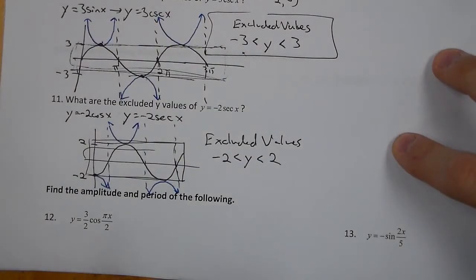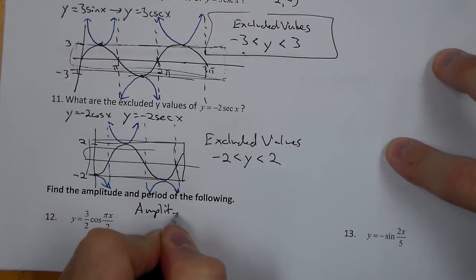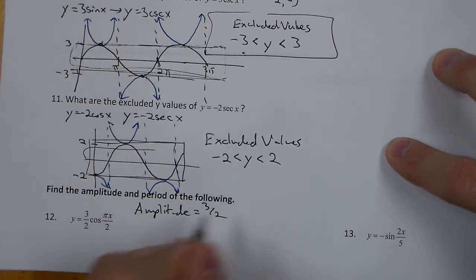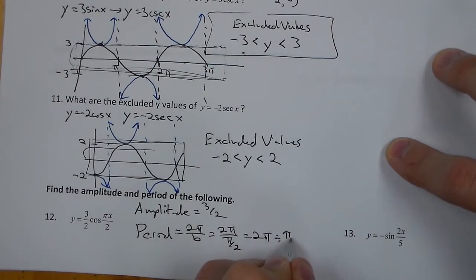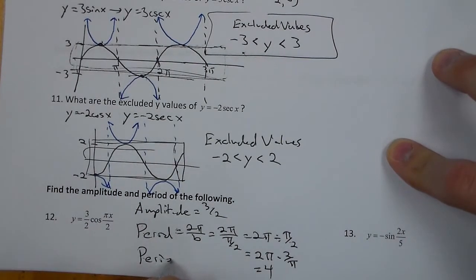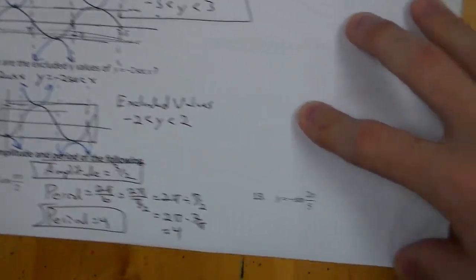For y equals 3 over 2 cosine pi x over 2, the amplitude is 3 over 2. The period is 2 pi over b, which is 2 pi divided by pi over 2, which we get 2 pi times 2 over pi, and it comes out to be 4. So period is 4, amplitude is 3 over 2.